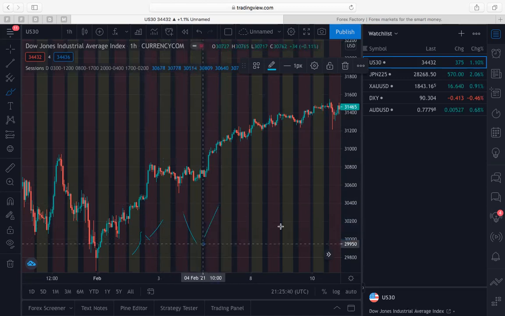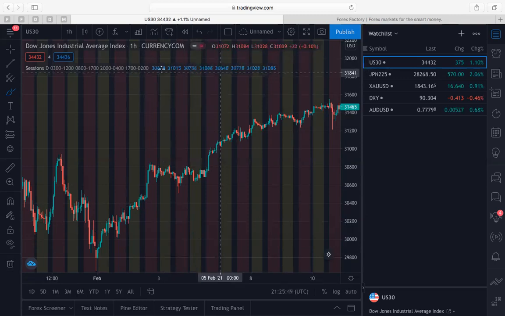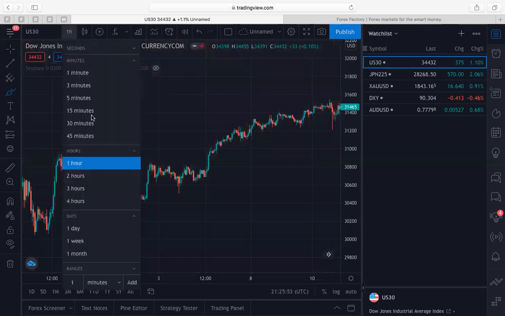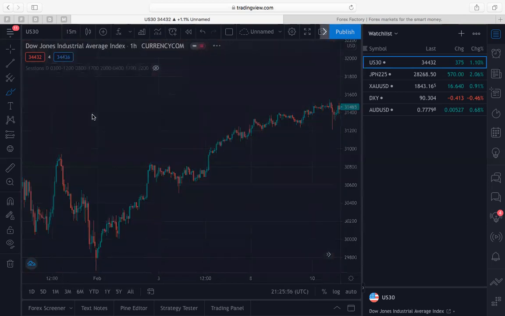And then the opposite direction for a sell. Okay, so basically this is it. So the next thing I'm going to do is, on my time frame, I could use the 1 hour or the 15 minutes, right? So I just go to the 15 minutes time frame.